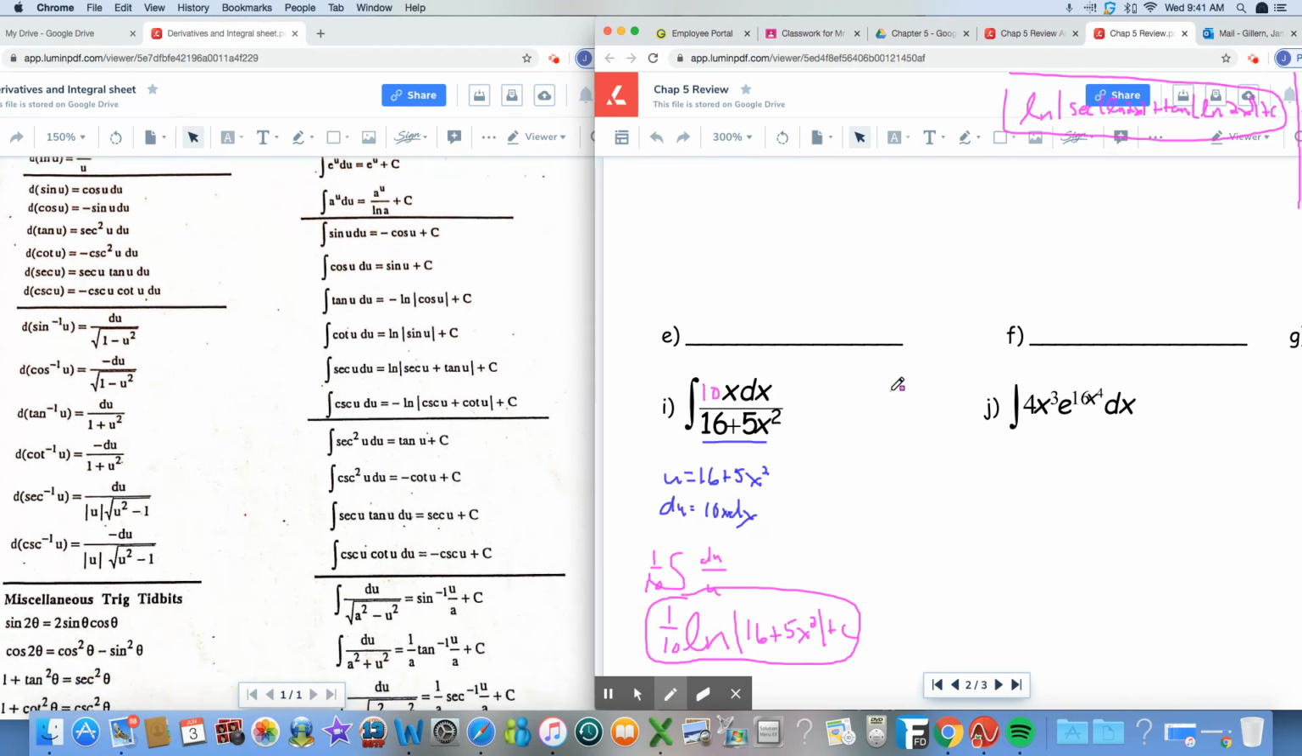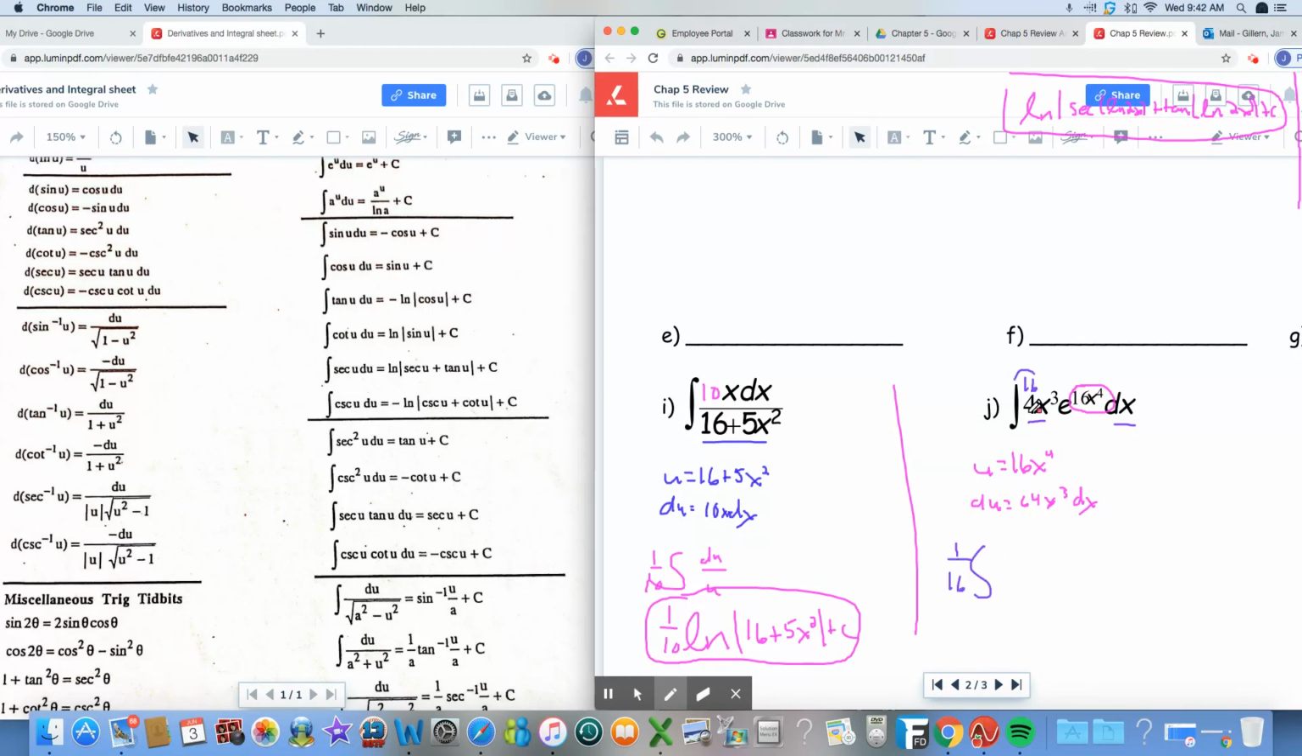All right, last one. We have 4x cubed times e to the 16x to the 4th. E to the u, we take u as the exponent. So it's 16x to the 4th. The derivative of 16x to the 4th is 64x cubed dx. Now, I have 4x cubed dx. What am I missing? What do I have to multiply 4 by to get 64? I've got to multiply it by 16. So I get a 1/16.